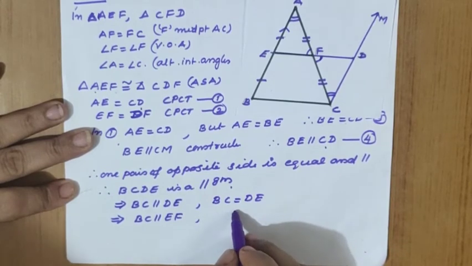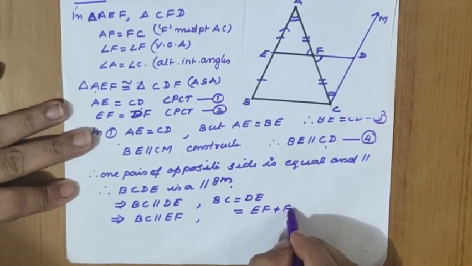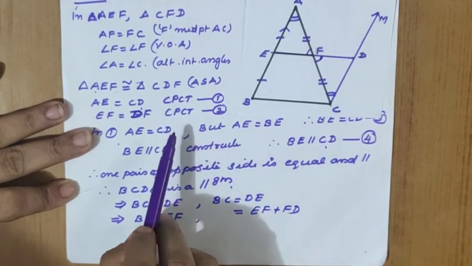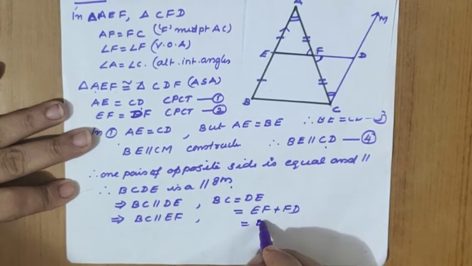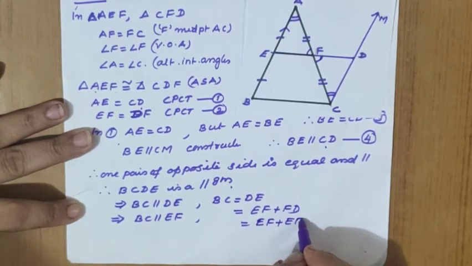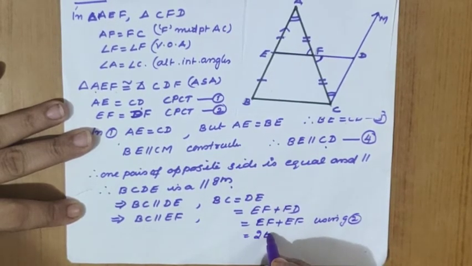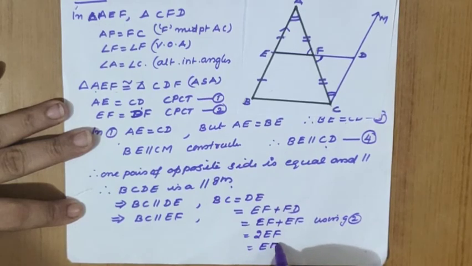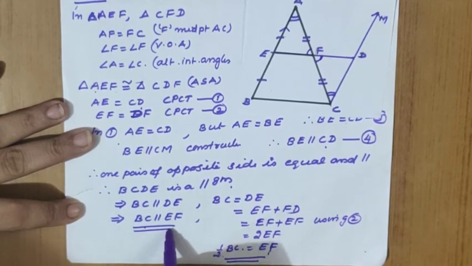BC equal to DE, we can split DE in terms of EF plus FD. But by CPCT, EF and DF are both equal. So I can write here EF plus EF using 2, so it is equal to 2EF. So what is EF now? EF equal to half BC. So what is the conclusion we got from here? EF is parallel to BC, EF equal to half BC. Hence proved.